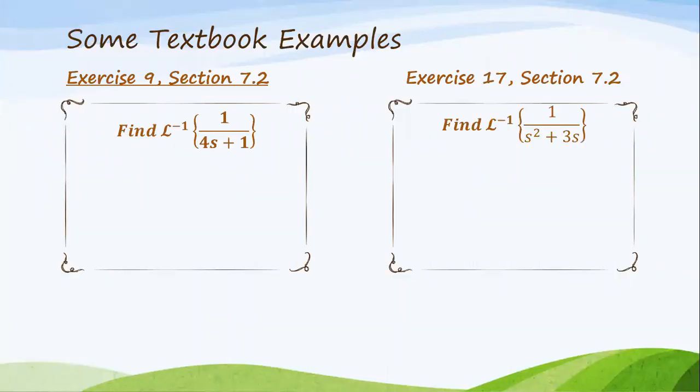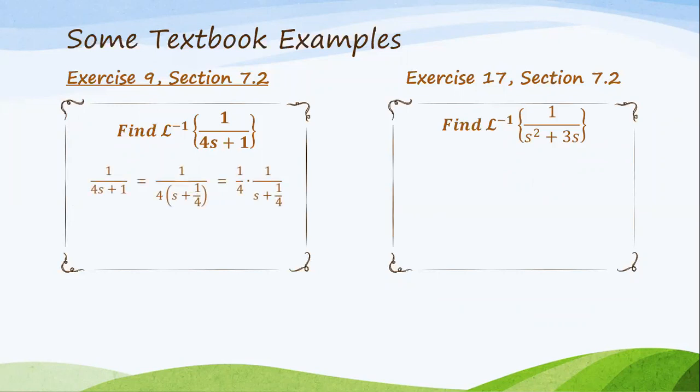We're going to begin with a couple of examples from your textbook. These are exercises 9 and 17 in section 7.2 of the Zill text. The first problem let's take a look at is exercise 9, finding the inverse transform of 1 over 4s plus 1. Now we know that if we had 1 over s plus 1, we would recognize that immediately as being the transform of e to the minus t. But here we have 1 over 4s plus 1, so a little bit of algebra will be required.